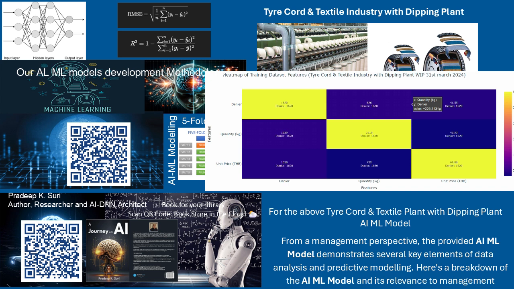important metrics often used are the root mean squared error, RMSE, and the R-squared, R2, score. Let's break down each of these metrics and interpret the results provided. 1. Root mean squared error, RMSE. Definition: RMSE measures the average magnitude of error between the predicted values by the model and the actual values. It is the square root of the average of squared differences between the predicted and actual values.